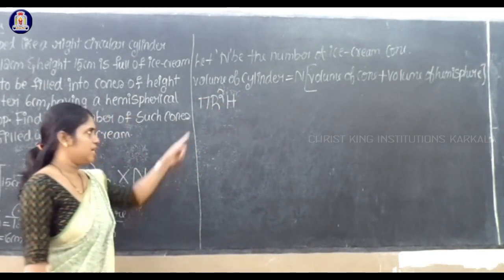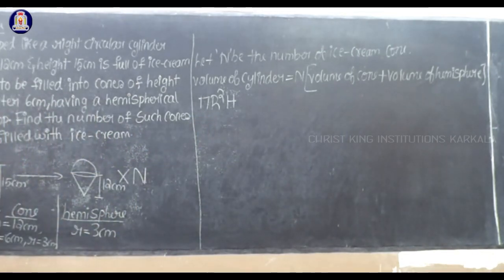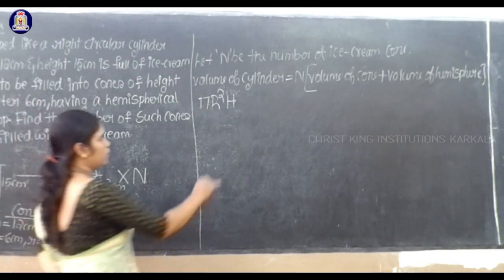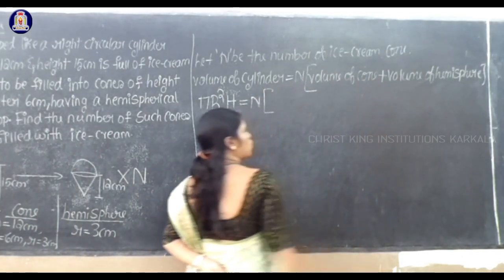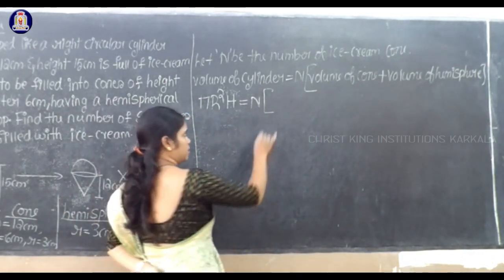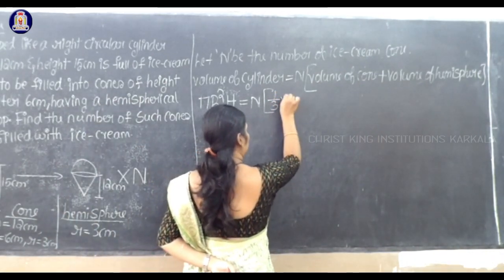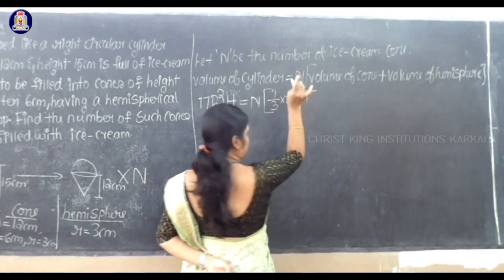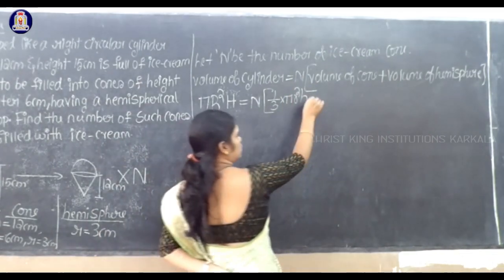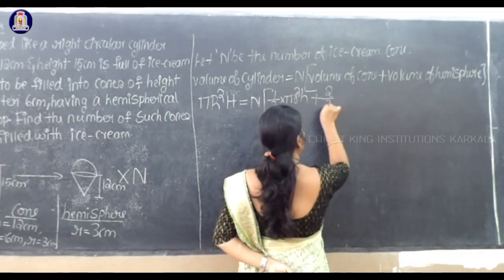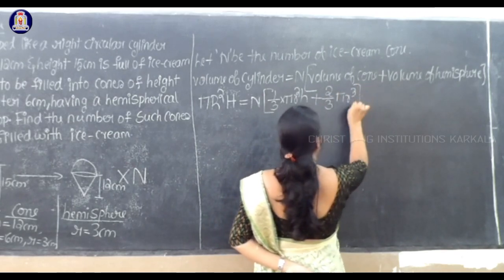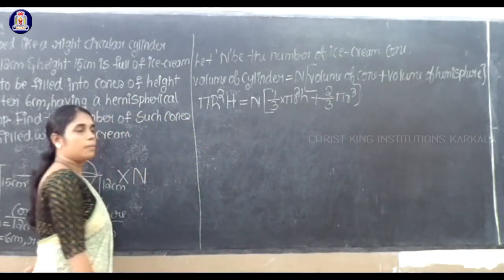So why will I use capital letter R here? Because the radius of the cylinder is capital R and the height of the cylinder is capital H. So next, equal to n into, what is the formula for the volume of a cone? The volume of a cone is given by 1/3 into pi r square h, isn't it? Plus, what is the volume of the hemisphere? The volume of a hemisphere is given by 2/3 into pi r cube.